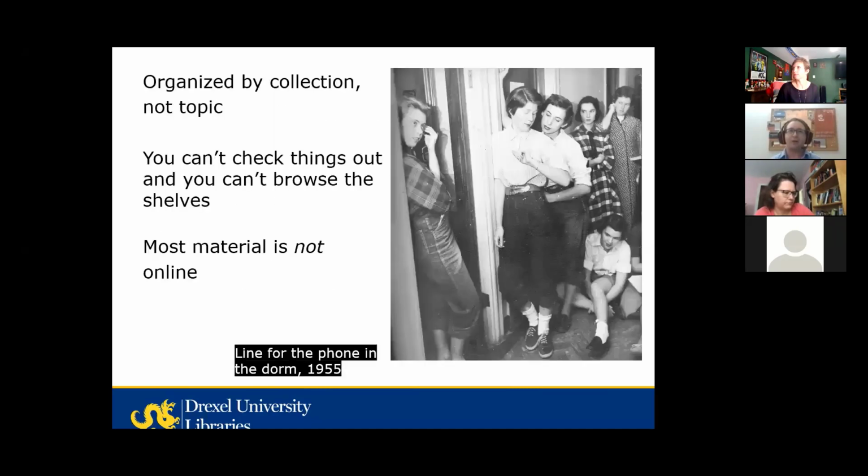Unlike most libraries, you can't browse the shelves of an archives because items are usually unique, and because of how they're organized, only staff are allowed into collection storage areas. Material doesn't circulate, so if what you're interested in isn't already digitized or it's unfeasible to digitize it for you, then you have to look through the material in the archives reading room.